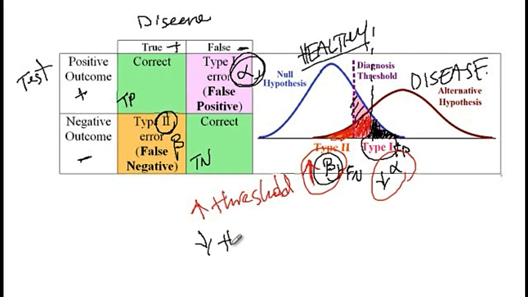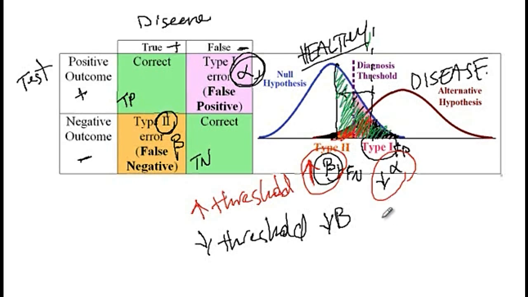Likewise, if you decrease the threshold, so let's move back the threshold from here to here, then the area under the curve that corresponds to type 2 error or beta would be less than before. So here would be decreased beta, and then the area under the curve for healthy individuals that test positive would be much higher than before. Would be like this. So it would be increased alpha. So exactly reverse of what I just explained earlier.